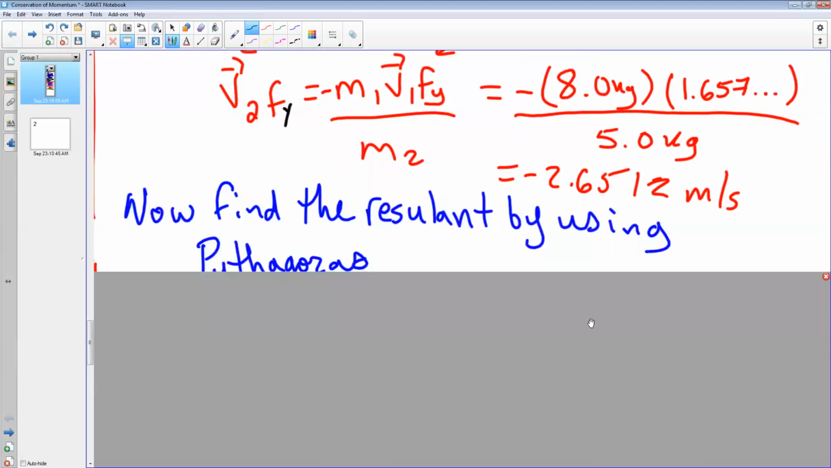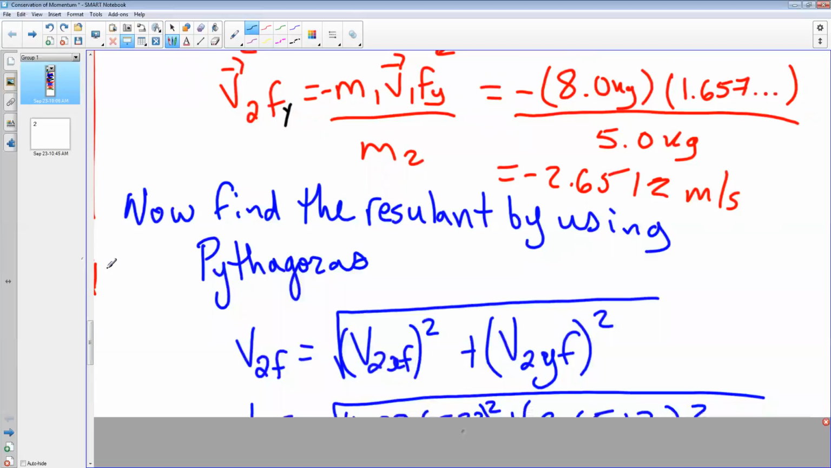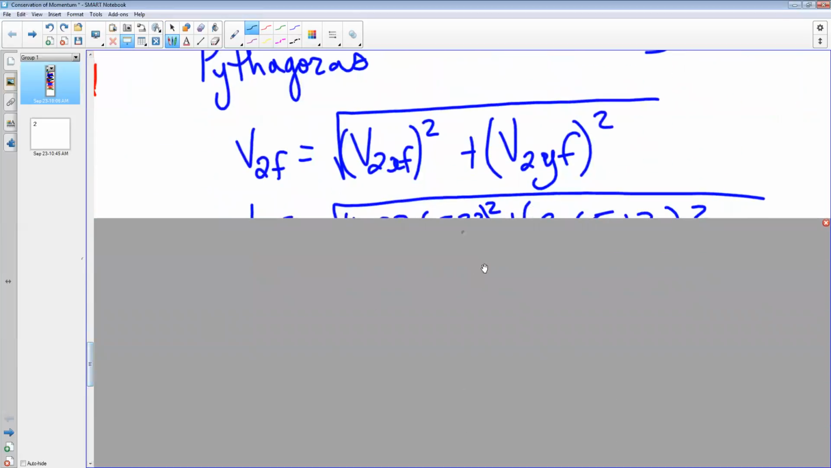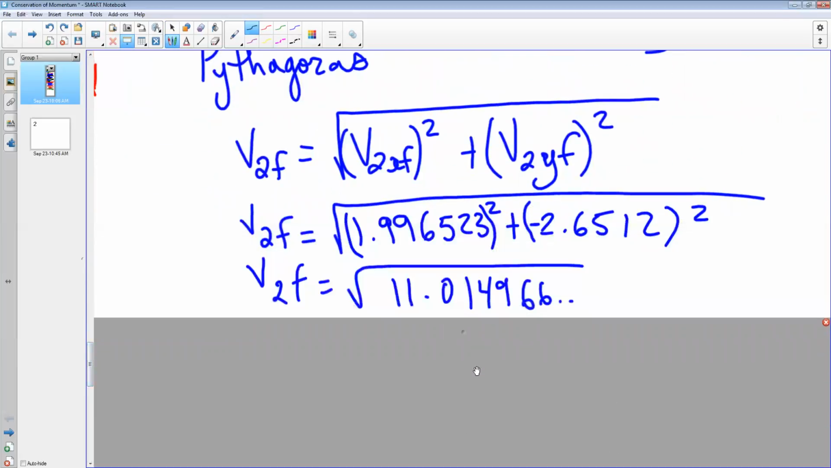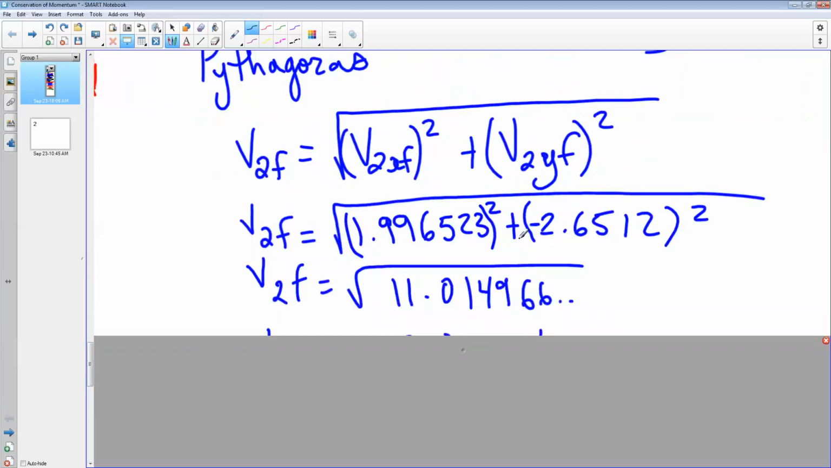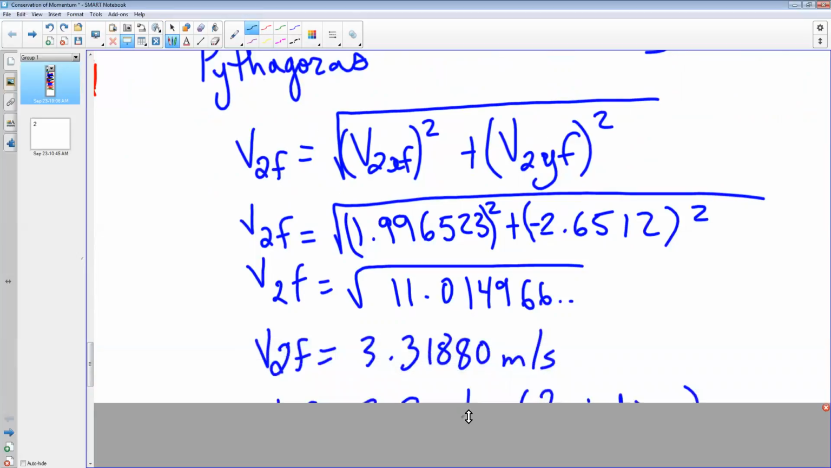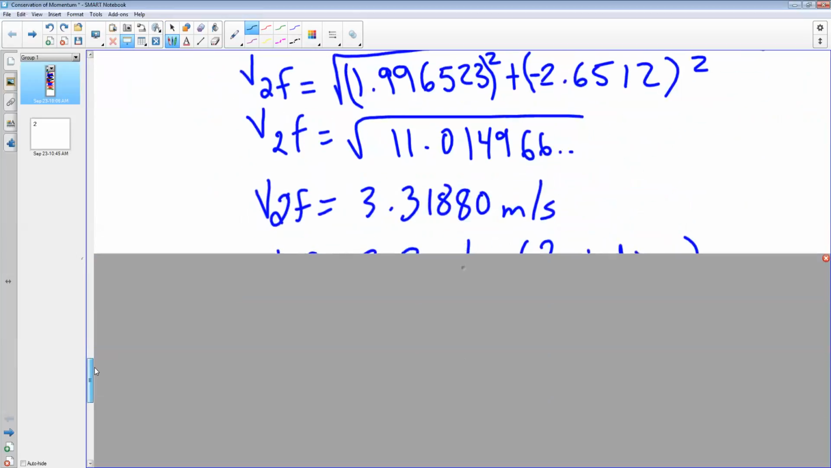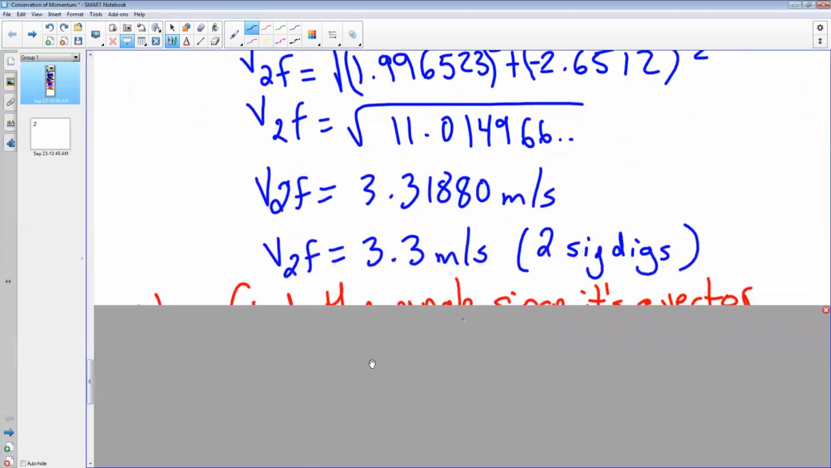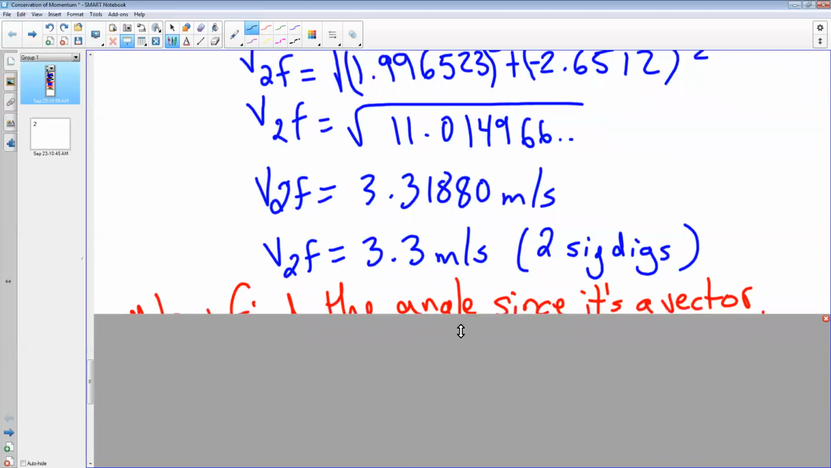Now find the resultant by using Pythagoras. So we have to take those two values that we found for velocity and square them, add them, and you get the following. So take the square root now, and you get 3.3180. And 2 sig digs, so 3.3. So this is why it's important to keep all the values in your calculator, but if you didn't, you still will end off with very close to 3.3, because it's 2 significant digits.